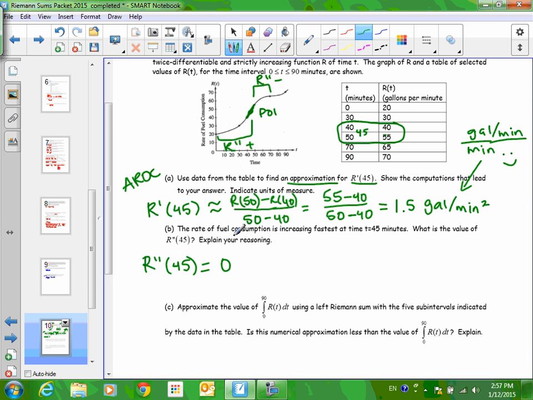A totally different way of looking at this, it's not totally different, but it's coming at it from a different angle, is thinking, okay, well, what's the deal with r prime? I'm going to switch colors here just to point this out. So if this is super, super steep, r prime has a max right there. What do we know about the derivative at a max?